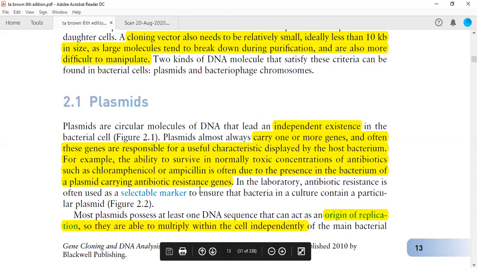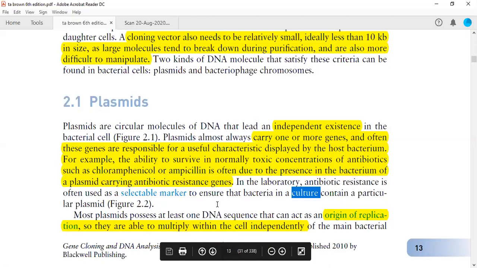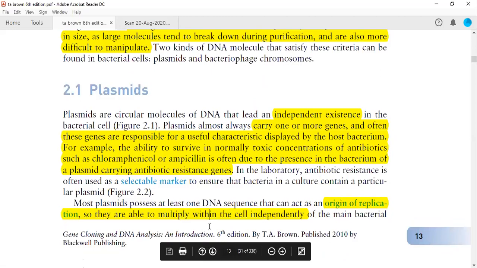Now, how is this going to happen? The genes present inside the plasmid may be used as selectable markers to select bacteria when we grow them in culture. These antibiotic resistance genes are generally used as selectable markers to select the bacteria of interest during cloning, for example. Most plasmids possess at least one DNA sequence that can act as an origin of replication. This is why the plasmid is present independently inside the bacterial cell: because it has an origin of replication, it can multiply within the cell independently of the main bacterial chromosome.